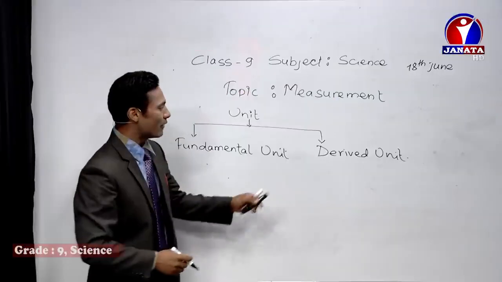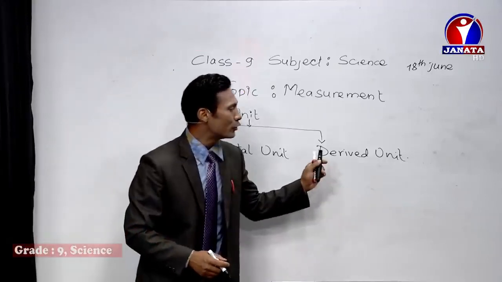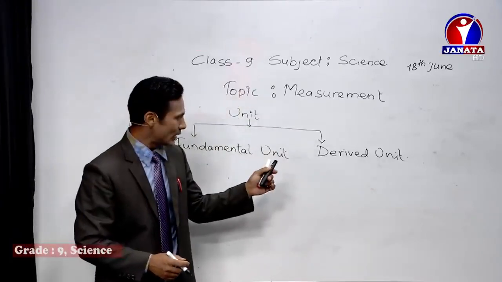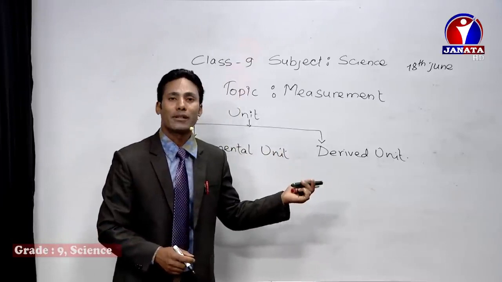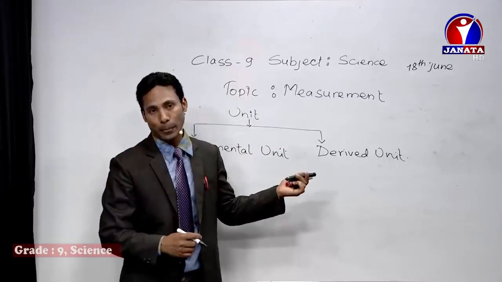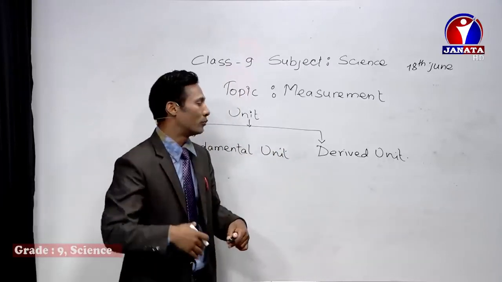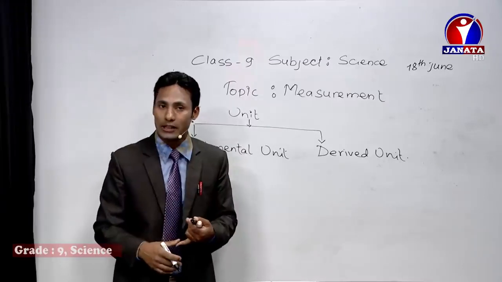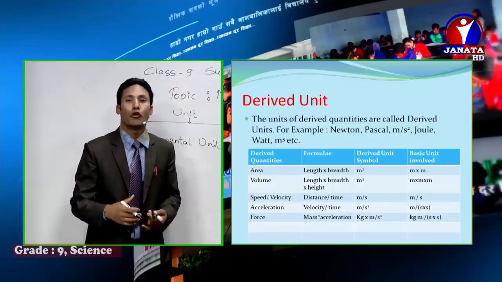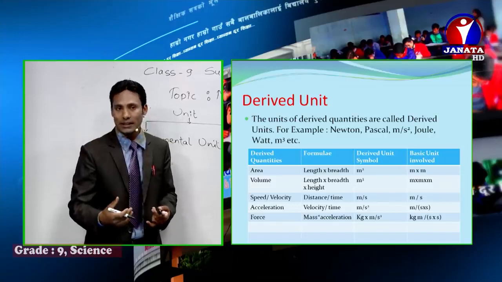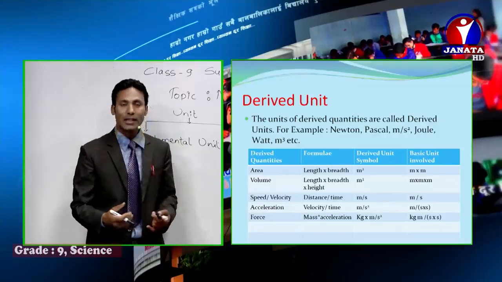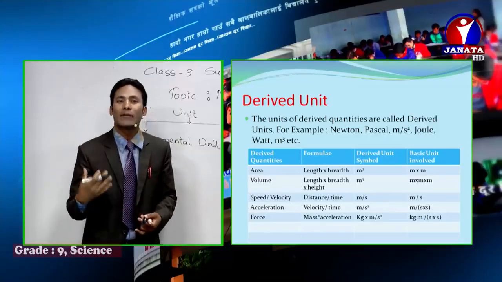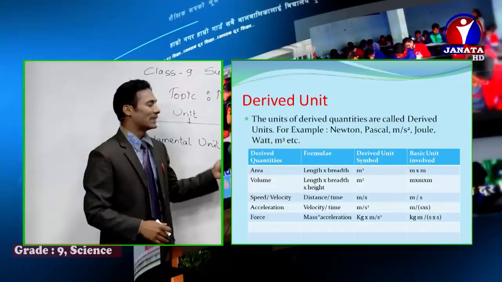Now the next one is derived units. Derived units are the units which are used to express derived quantities. You have learned derived quantities previously also, like velocity, acceleration, force, right? Weight. They are examples of derived quantities, and the units of those derived quantities are called derived units.